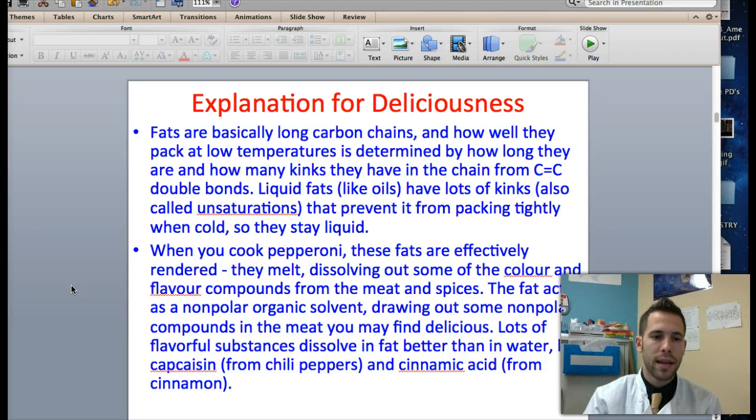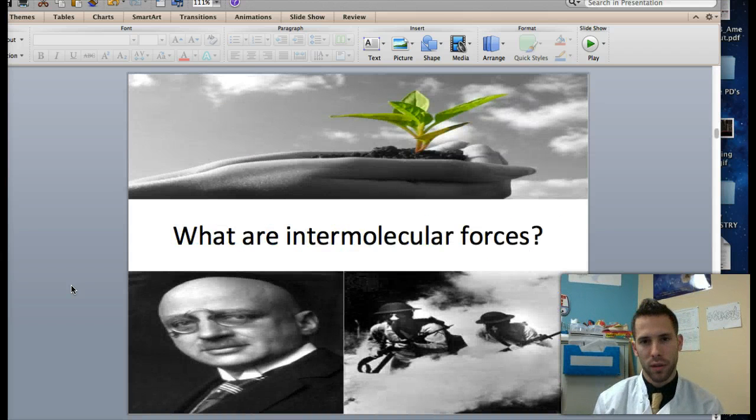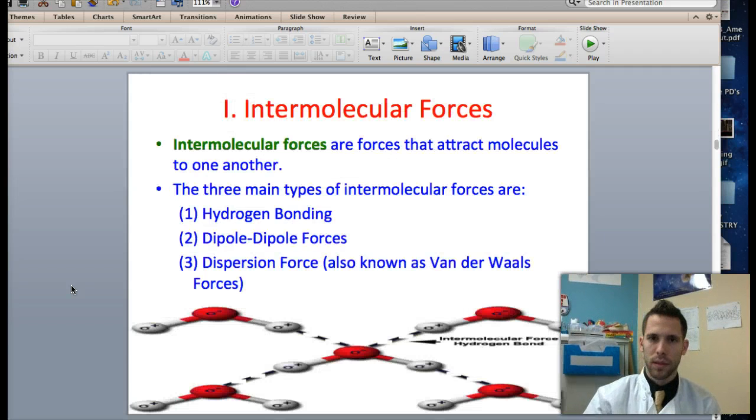Now, the chemistry behind it has a lot to do with it, and the reason why they stay together is due to intermolecular forces. And what are intermolecular forces? Well, let's talk. Intermolecular forces are essentially just the forces that attract molecules to one another. The three main types that we're going to focus on here are hydrogen bonding, dipole-dipole forces, and dispersion forces, which we call van der Waals forces, which we'll talk about in depth.